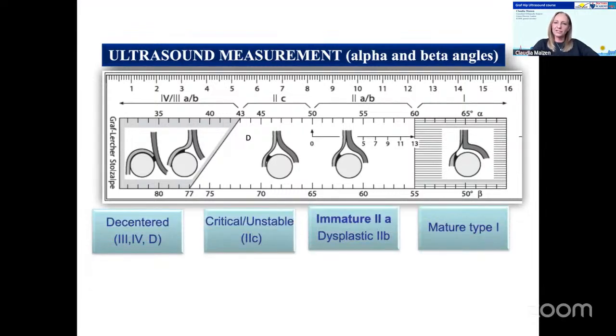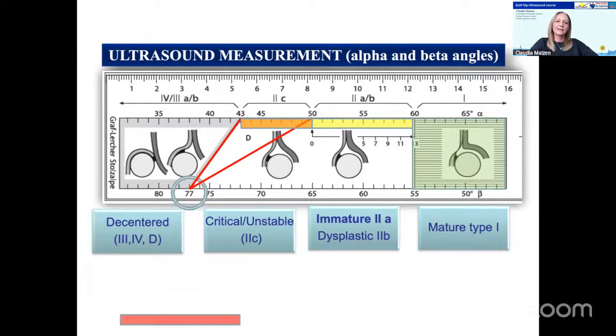So with our measurements, we can differentiate between the normal or mature hips. We can differentiate the immature hip depending on age. We can differentiate between those hips that are so dysplastic that they are abnormal at any age. We can also differentiate those hips that have a very dysplastic acetabulum, whether they are centering or decentering, or whether they're called unstable, by measuring the beta angles. And at this critical point of 77 degrees, they might be decentered as the type 3s and 4s.